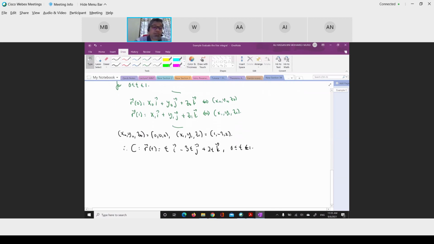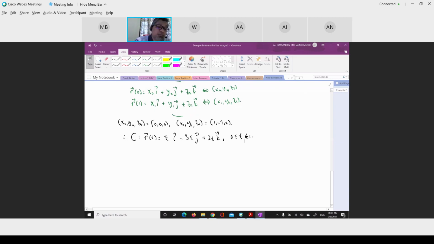Now we can evaluate the given integral after we have determined the parametrization. So the integral of x plus y squared minus 2z ds: use the parametrization technique, replace x by x(t), y by y(t), and z by z(t), and then replace ds by the modulus of r prime t dt. So what is x(t) here? Anybody? For this integral, t is from 0 to 1. What is x(t) here?